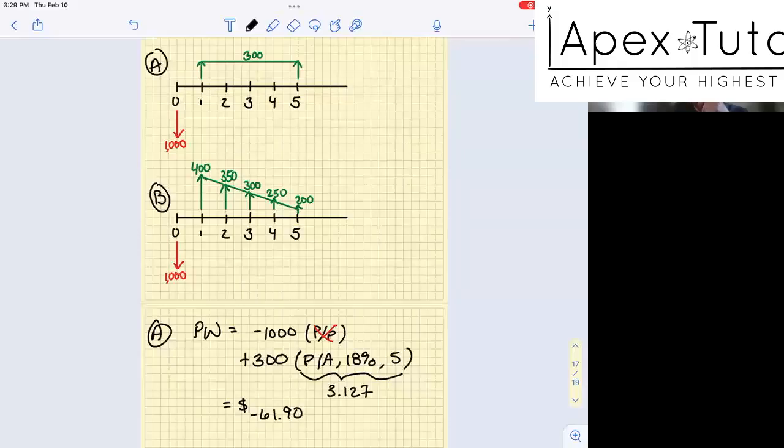And what's the negative $61? What does it represent? Instead of that cash flow diagram that you see for part A, instead of having a one-time payment at year 0 and then a yearly benefit of 300, years 1, 2, 3, 4, 5, it's equivalent to say just today make a one-time payment of $61.90, and you're doing the exact same thing.